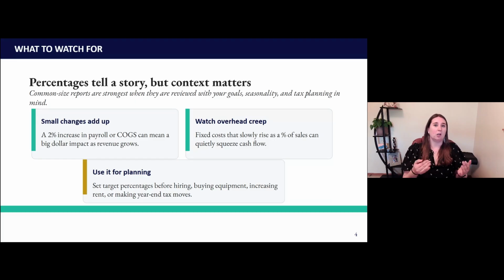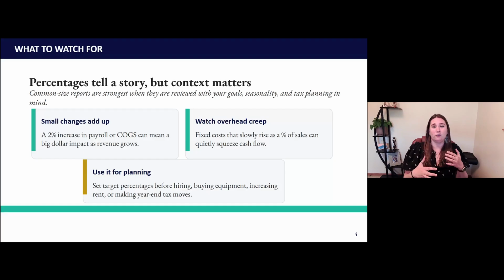Common size reporting can also be really useful for tax planning because we can spot trends, well, not before they happen, but we can spot trends and make decisions before the end of the year as we're reviewing things. So if we're increasing and our profit margins are shrinking, we can see, well, what do we need to do? If we're making more of a profit, then we can see, okay, what tax planning options do we have and what can we implement before the end of the year?